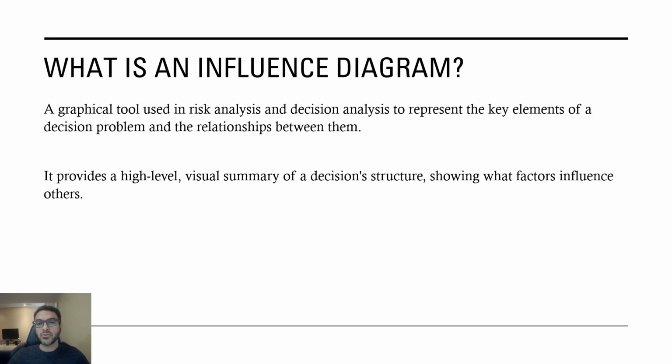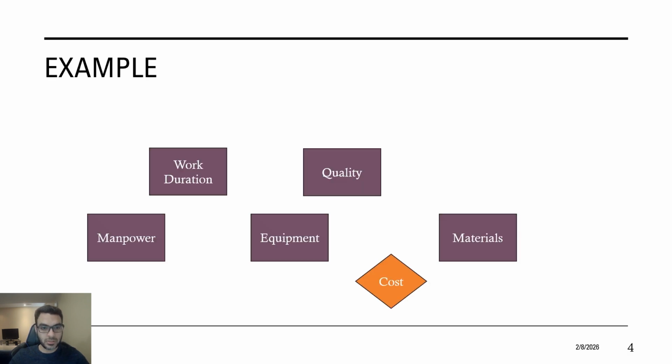On the other side, the influence diagram solves this problem. It's a simplified map of a decision problem. Instead of showing every possible path, we show the relationships between the important elements of that situation. Now let's look at a simple example. Let's imagine that you are managing a construction project.